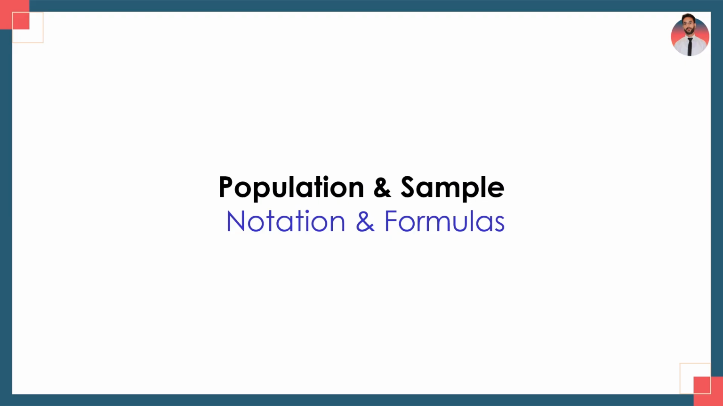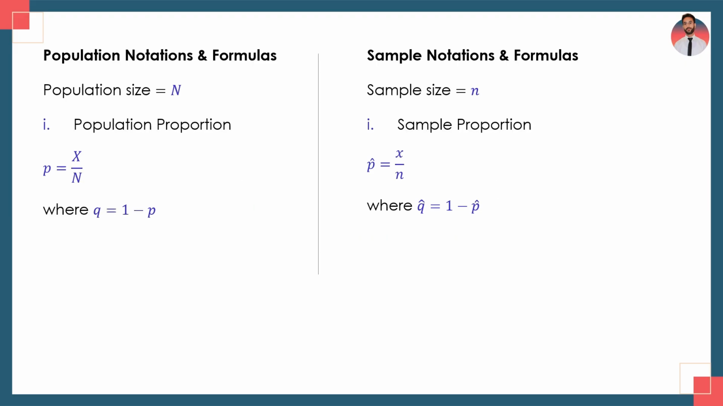Now in the third point, I will discuss notations and formulas for the population and sample proportions. When we consider the population values, population size is denoted by capital N, population proportion is denoted by P, which is equal to x over N, where x is the number of items of our interest and N is the total number of units, and Q is also the proportion against P and can be calculated as Q equals 1 minus P. On the right hand side, we discuss the sample values. Our sample size is denoted by small n, and sample proportion is denoted by p hat, which is equal to small x over n.